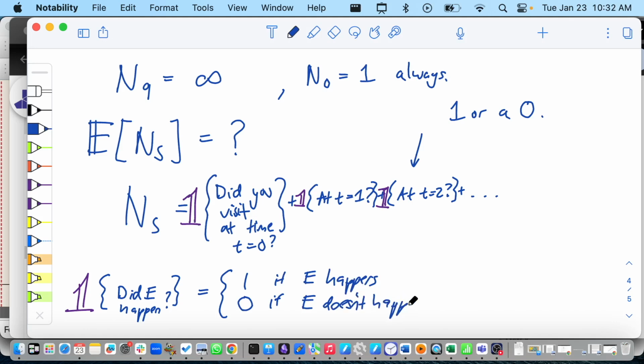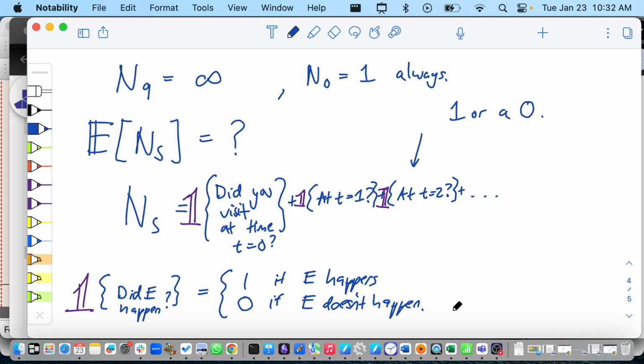Doesn't happen. And this is useful for all sorts of things in probability. You can write more complicated things in terms of these indicator random variables, which are kind of the simplest possible random variables, either 1 or 0. Okay. Now N_s is this infinite sum.